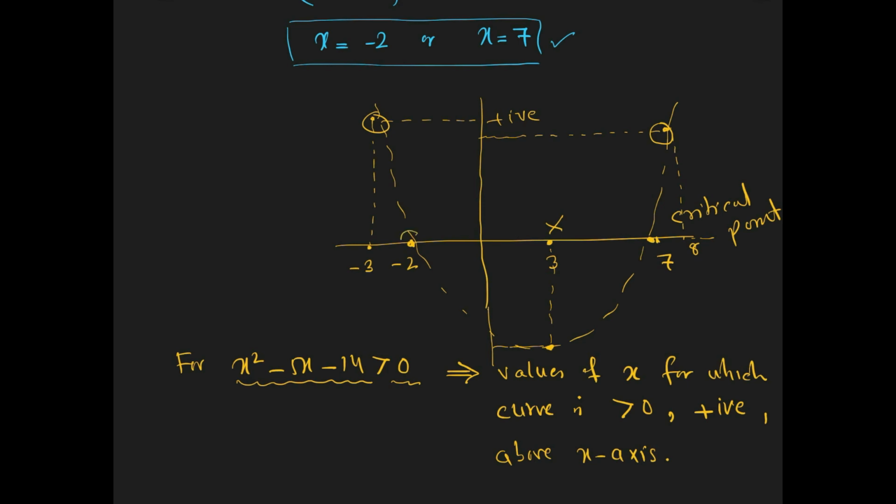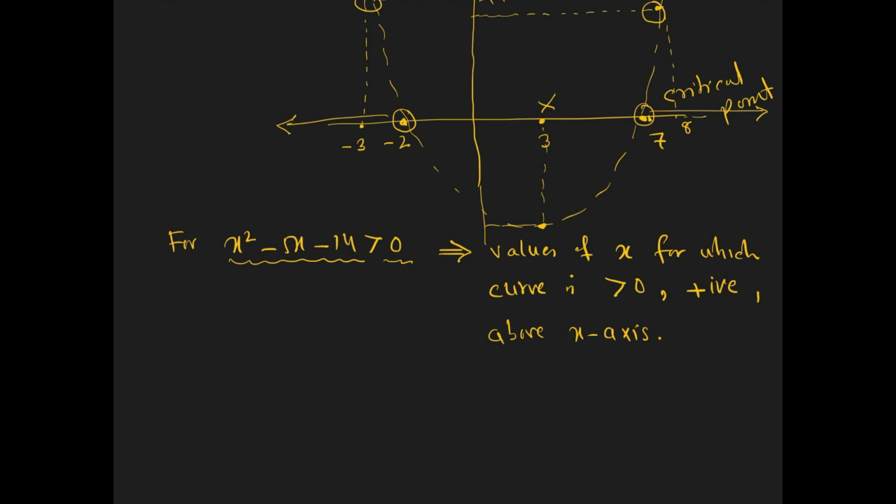Clearly, all the points which are either smaller than -2 or which are greater than 7 give us our required solution. Therefore, in this case, our solution set is x is less than -2 or x is greater than 7, because for all these points which are less than -2 or greater than +7, the curve is above the x-axis.